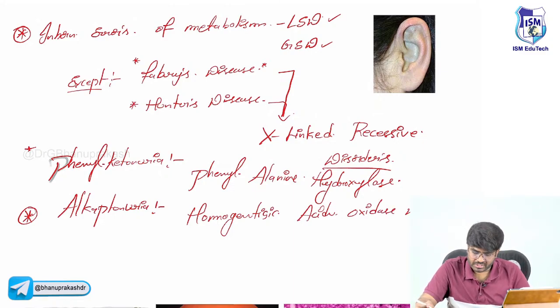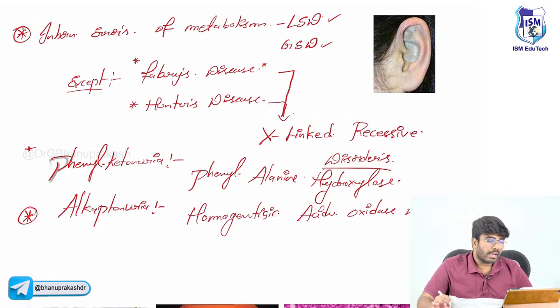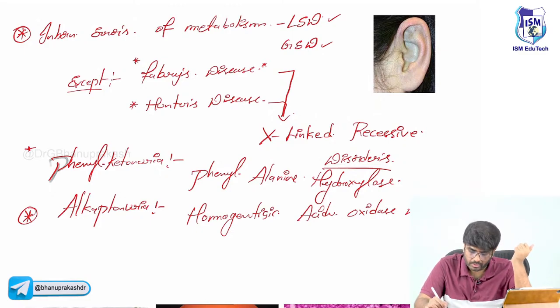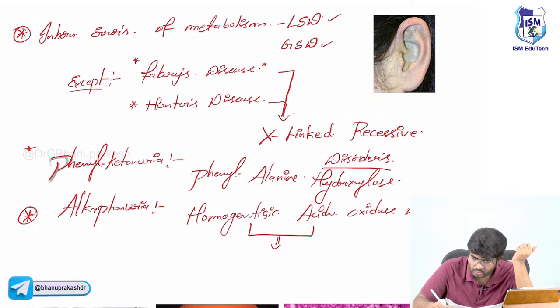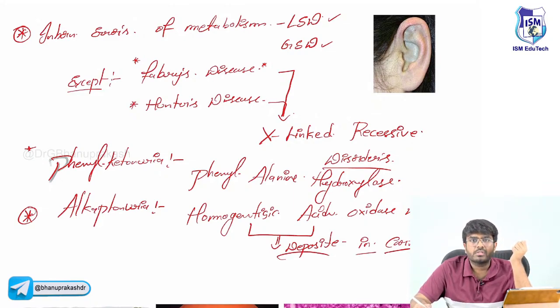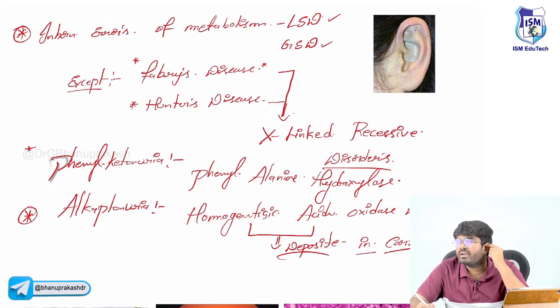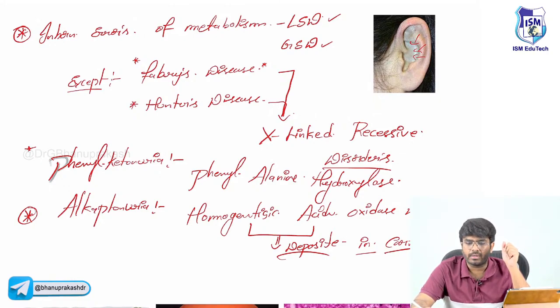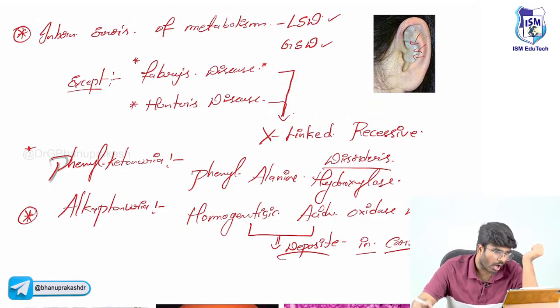So homogentisic acid oxidase deficiency can lead to alkaptonuria. Now, in this condition the homogentisic acid is not getting broken down, so it will start to deposit in cartilages. Whenever you see the cartilaginous material, it will look black in color, a little light bluish to blackish. This deposition of homogentisic acid in the cartilaginous part, giving a black color appearance, is called ochronosis.